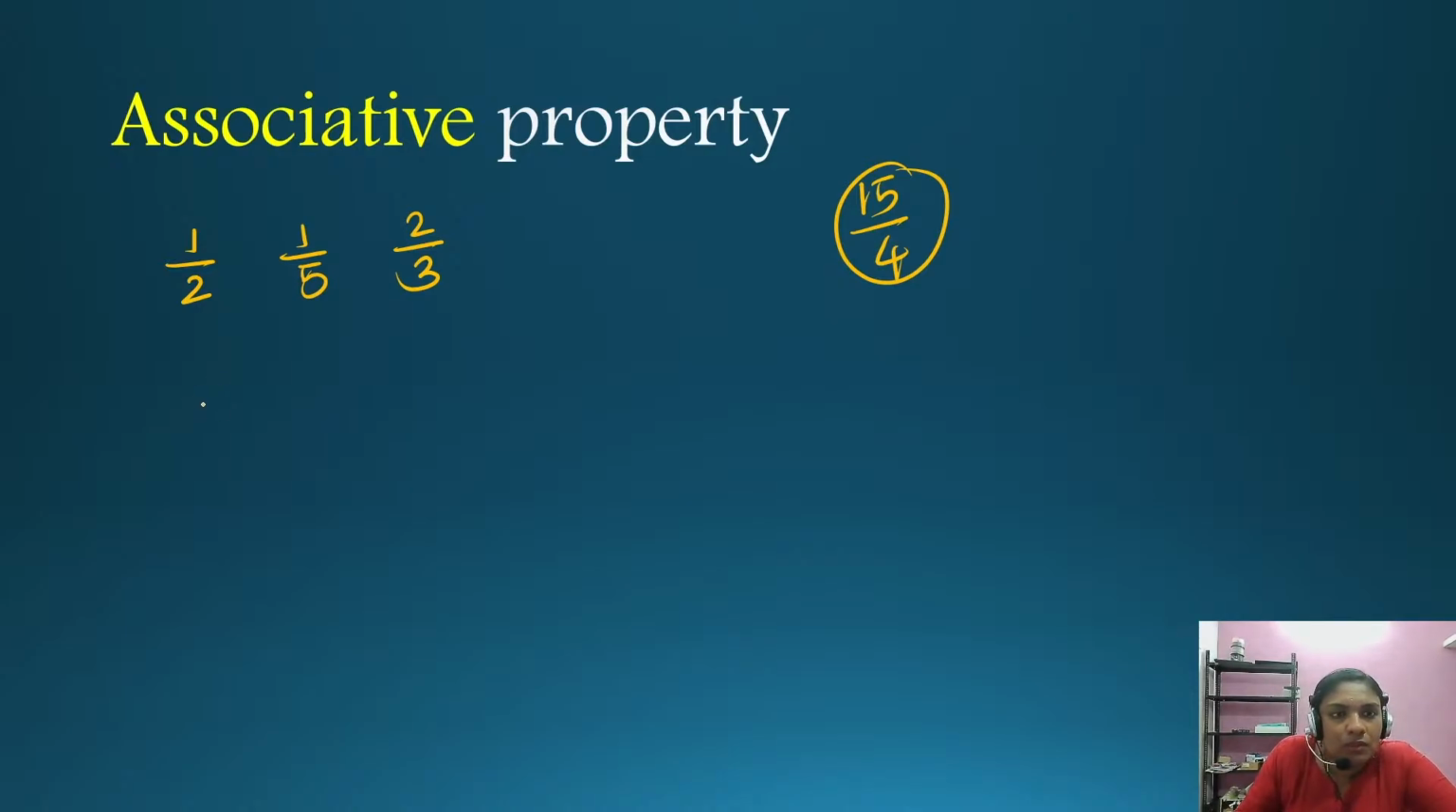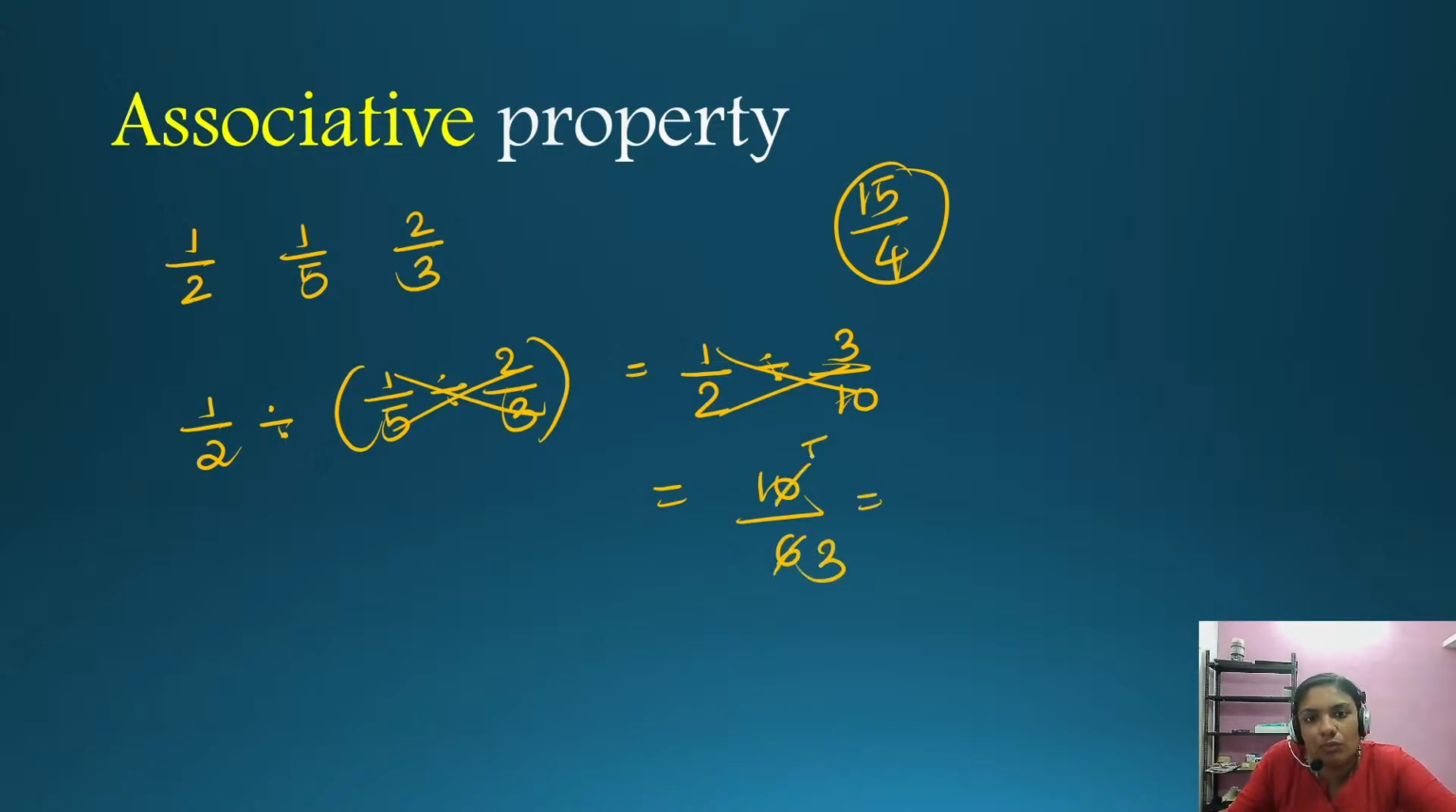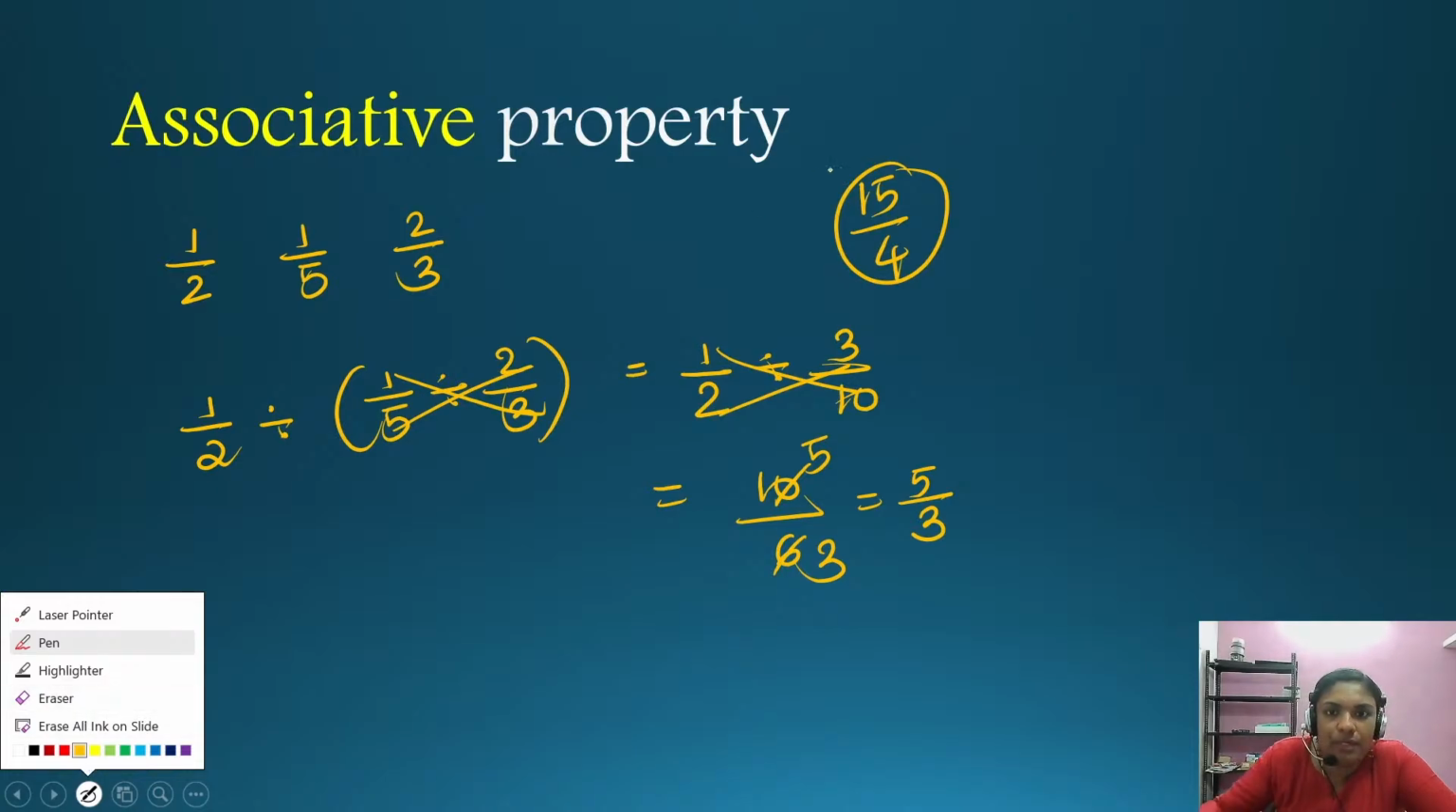So the next grouping was like this: 1 by 2 divided by 1 by 5 divided by 2 by 3. How will you do this? 1 by 2 divided by, now here, 1 into 3. 3 by 2 fives are 10. So here 1 into 10 by 2 threes are 6. That will be 2 threes are 6 and 2 fives are 10. 5 by 3. Since I forgot the question exactly, let's do the first part again.